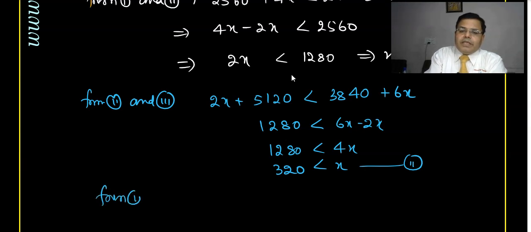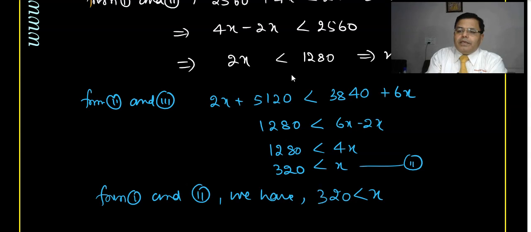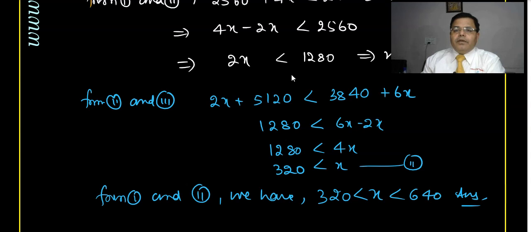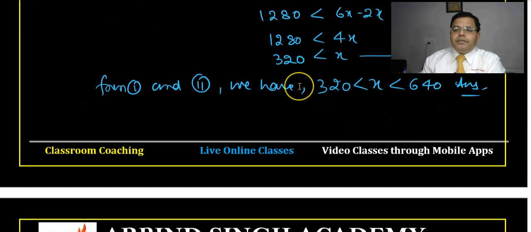So from first and second we conclude that x is greater than 320 and less than 640. This will be the answer. I hope you got it right.